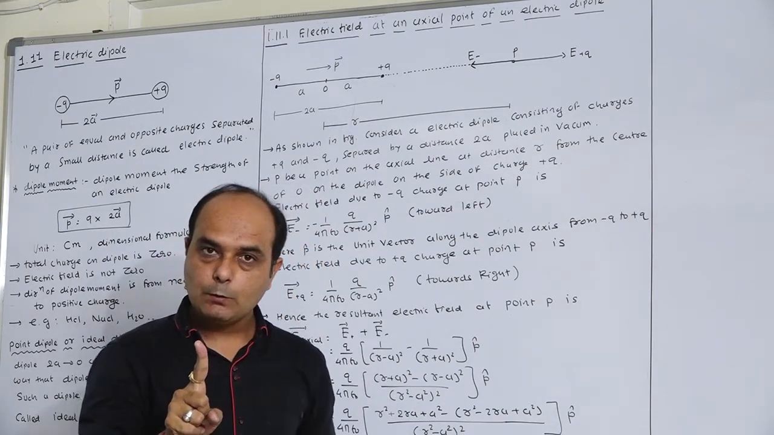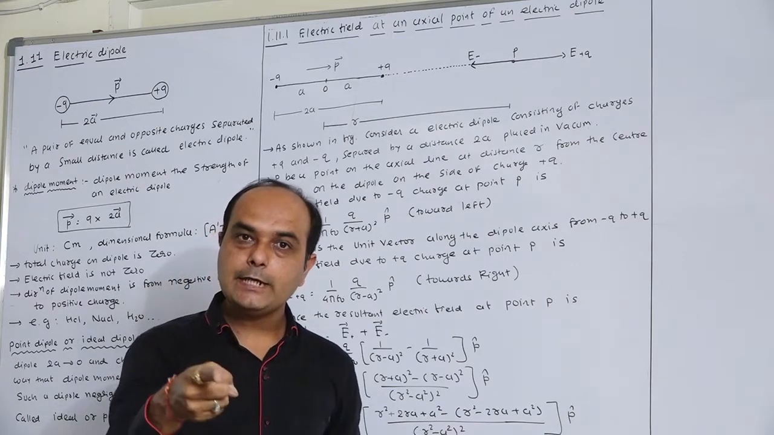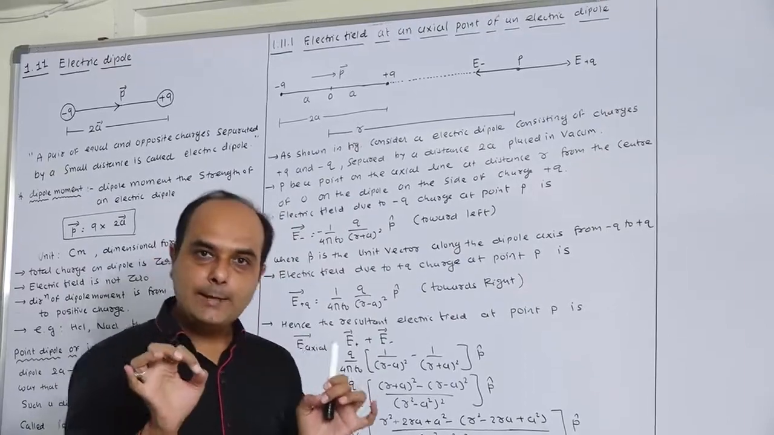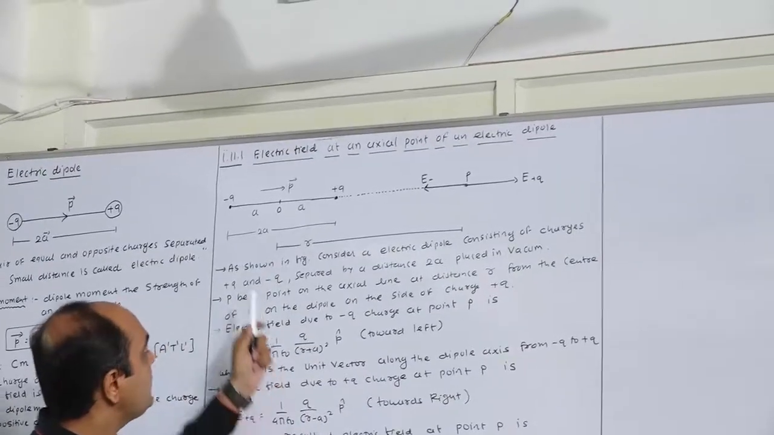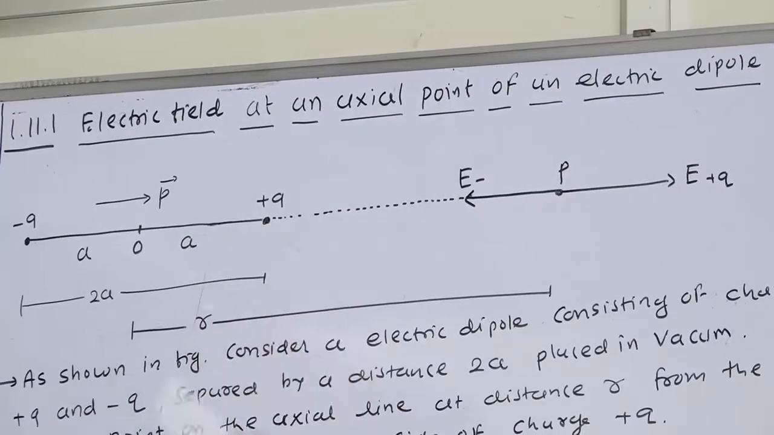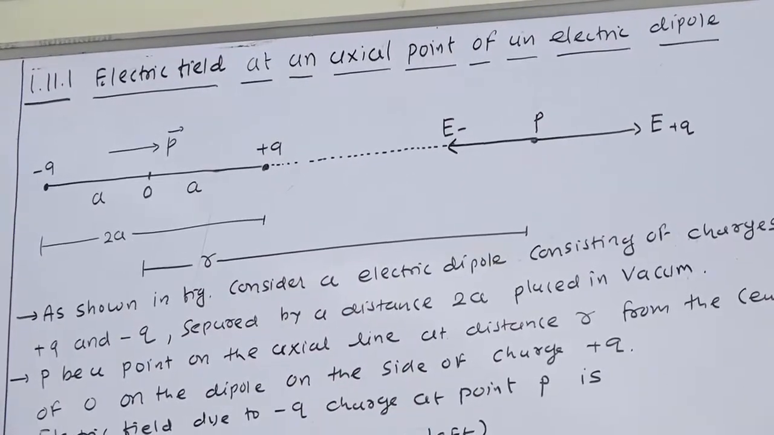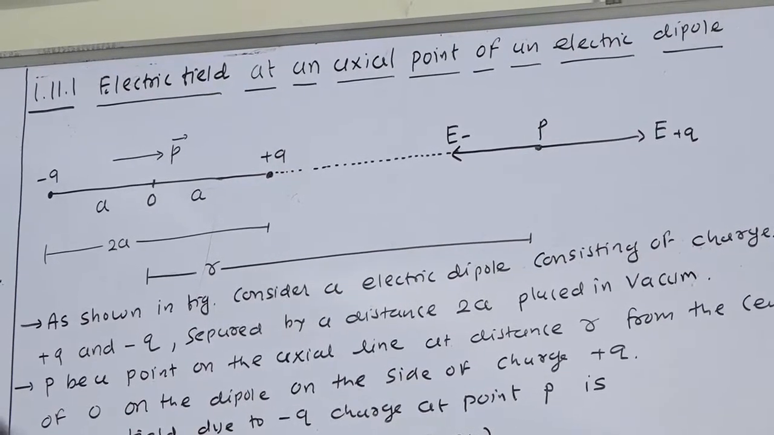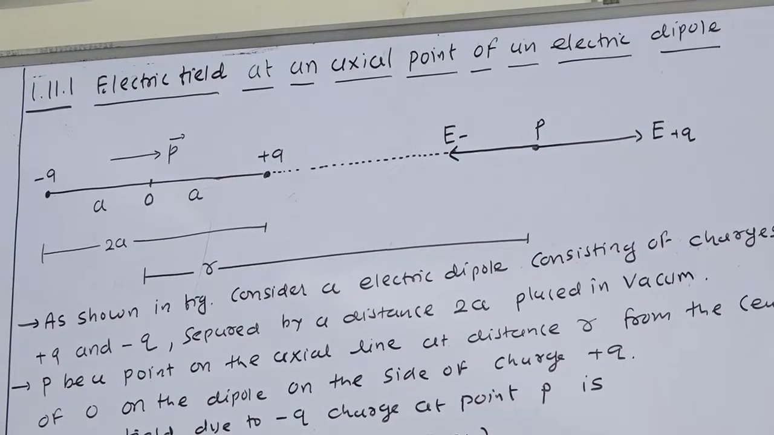The next topic is to calculate, or derive the equation of, the electric field on the axis of the dipole. The name of this theory is to be given like this: electric field at an axial point of an electric dipole. That means this point will be lying on the axis of the dipole.